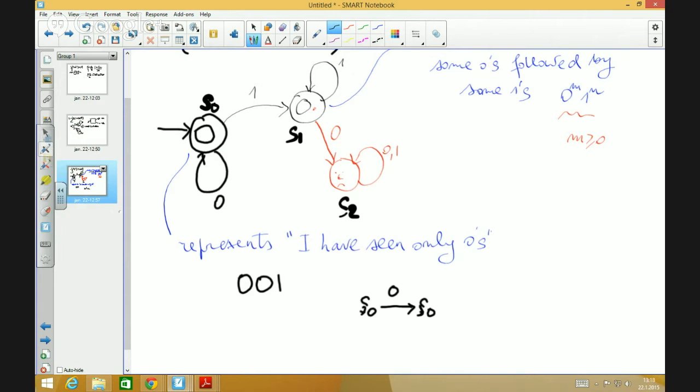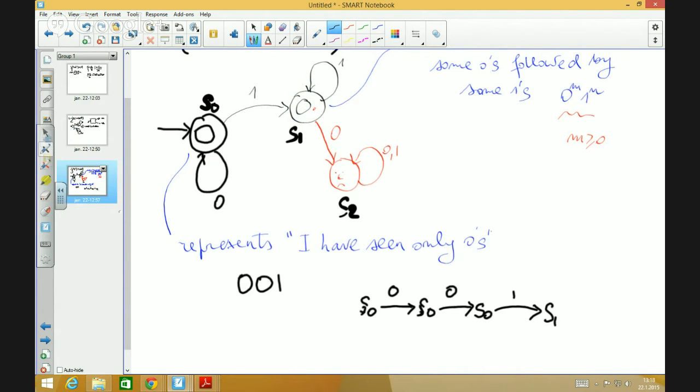Okay, what next? We read another 0. That's the second one. And again, we stay in state S0. Now we have to read the next input symbol. It's a 1. And we follow the behavior of the automaton. We enter state S1. Now the automaton asks, are there any more input symbols?